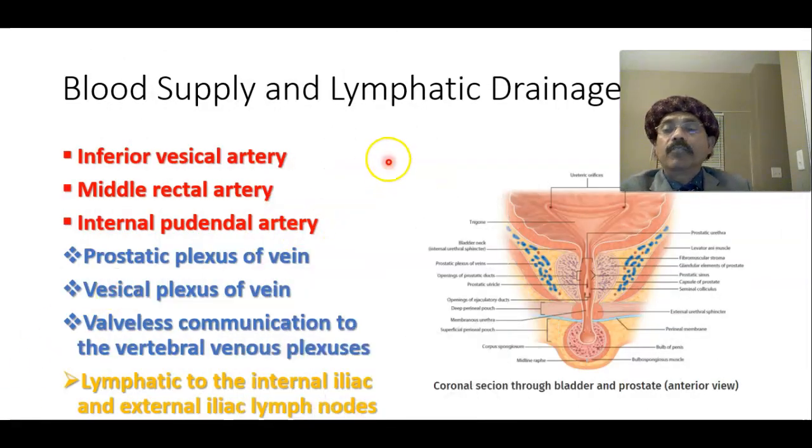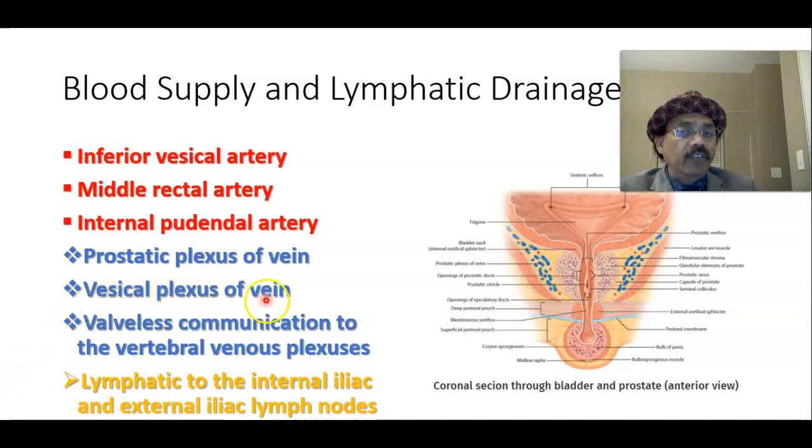Okay, blood supply and lymphatic drainage. Blood supply is from branches of the internal iliac artery via the inferior vesical artery, middle rectal artery, and internal pudendal artery. Venous drainage is by means of the prostatic venous plexus, which is embedded in the false capsule, not in the true capsule. It is outside the true capsule.